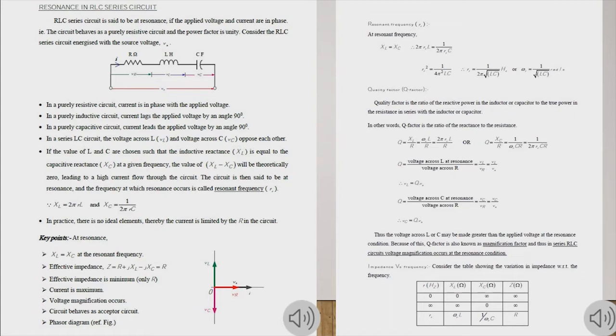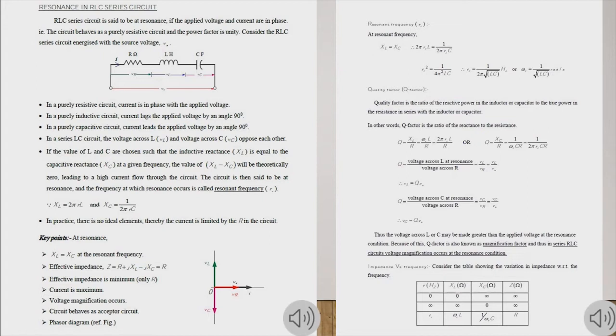Resonant frequency fr. At resonant frequency, XL equal to XC, that is 2 pi fL equal to 1 by 2 pi fC. fr square equal to 1 by 4 pi square LC. fr equal to 1 by 2 pi root LC Hertz, or omega r equal to 1 by root LC radians per second.